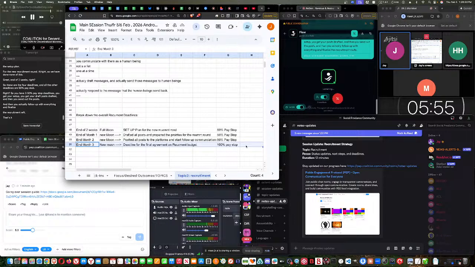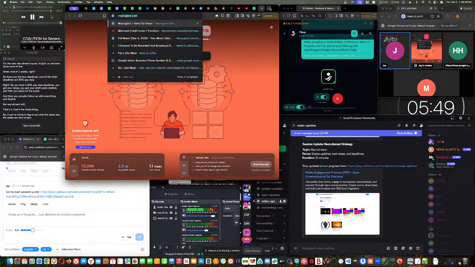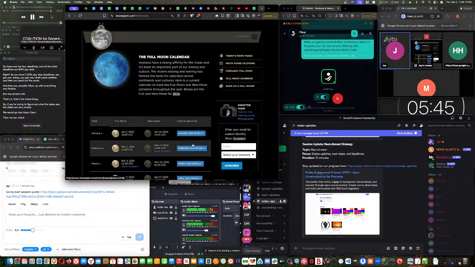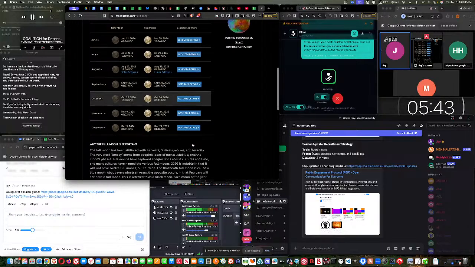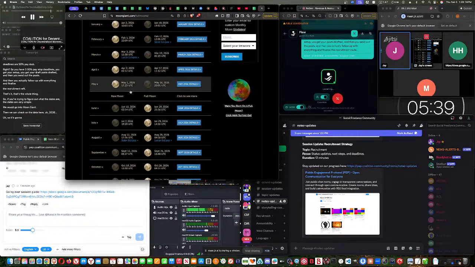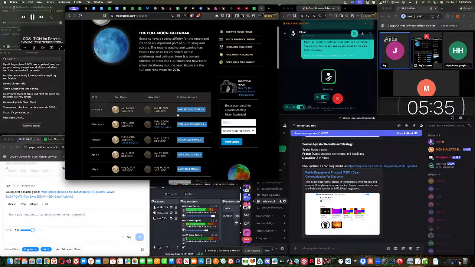That's it. That's the whole thing. So if you're trying to figure out what the dates are, it's very simple. You go into Moon Giant, and we can check on the date here, 2026. So it's going to be new moon, here we go, 2026.